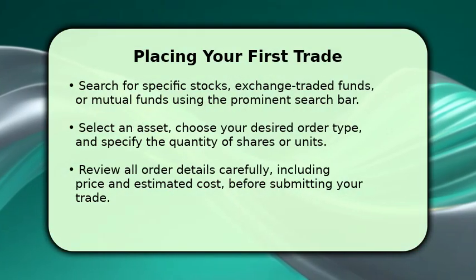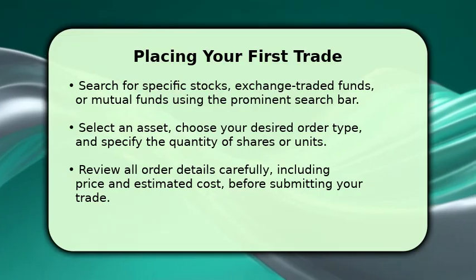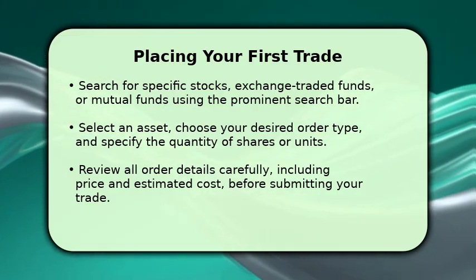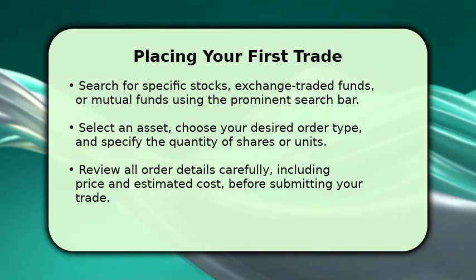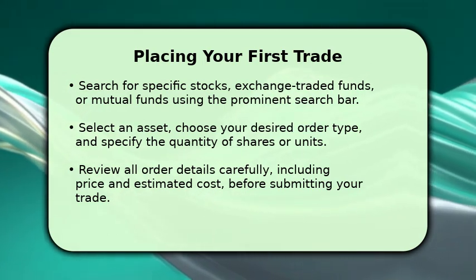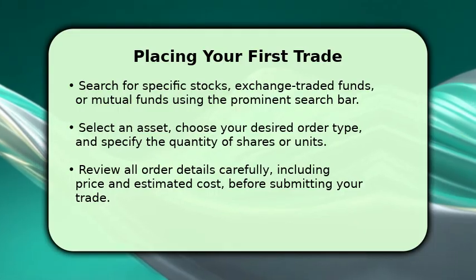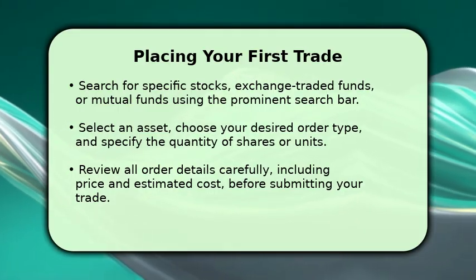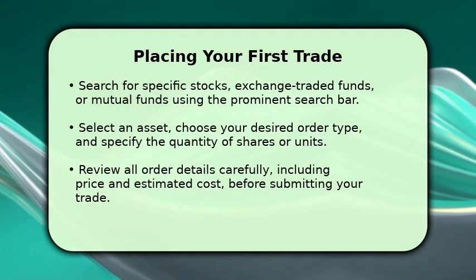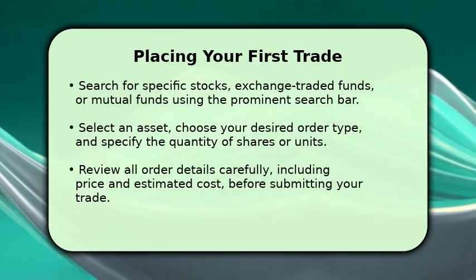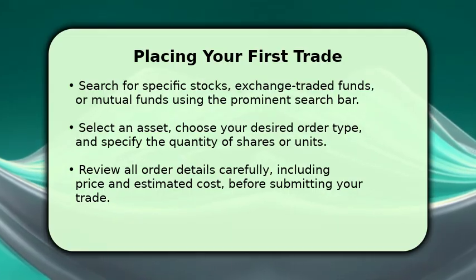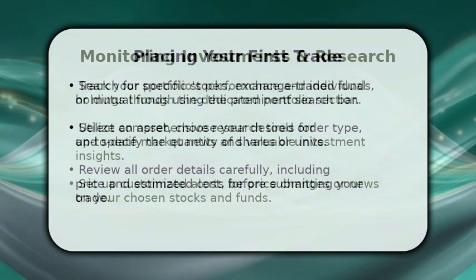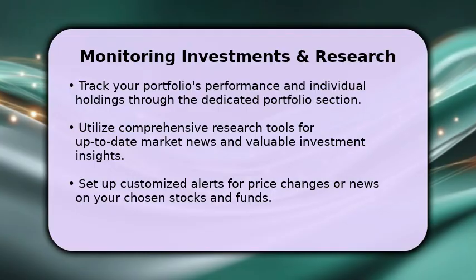Ready to make your first investment? It's straightforward. Use the search bar to find the specific stock, ETF, or mutual fund you're interested in. Once you've selected an asset, you'll choose your order type, such as a market order or limit order, and specify how many shares you wish to buy. Always take a moment to carefully review all the order details, including the total estimated cost, before you submit your trade for execution.